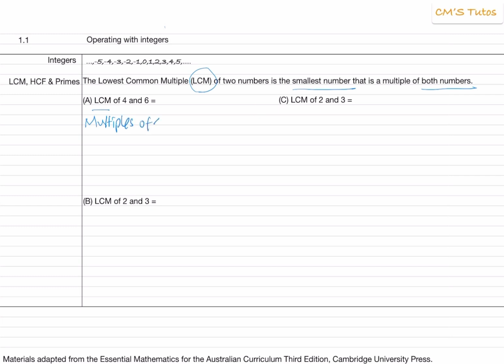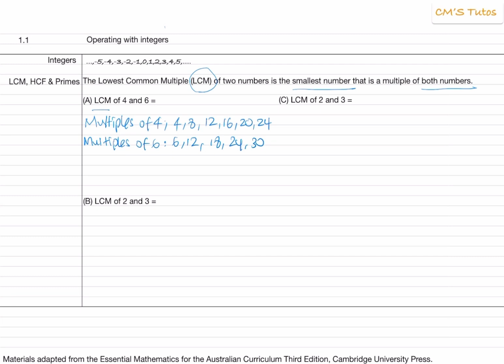Multiples of 4. We just have a look: 4, 8, 12, 16, 20, 24. What about the multiples of 6? 6, 12, 18, 24, 30.